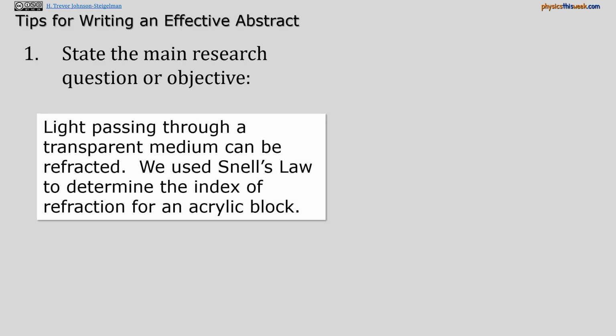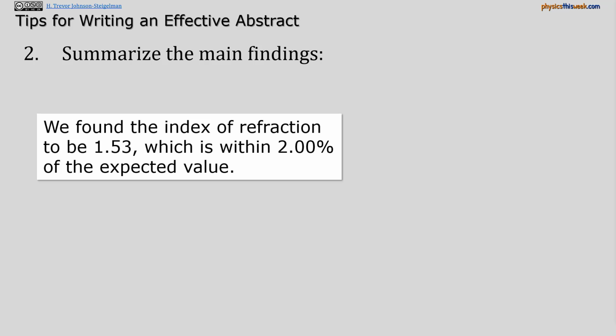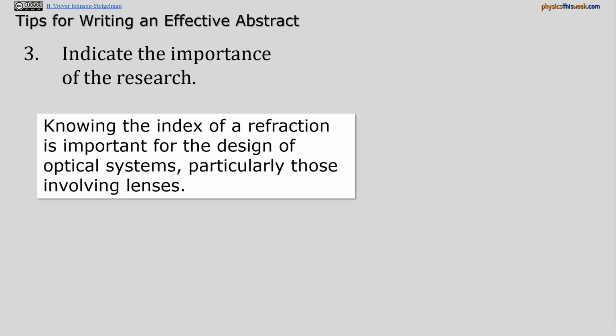First, state the main research question or objective. Clearly and succinctly state the main research question or objective of the study. This will give readers an idea of what the paper is about and what they can expect to learn from it. Second, summarize the main findings. Provide a brief summary of the main findings of the study, including any significant results or conclusions. Be sure to include any important statistics or data, but avoid going into too much detail.